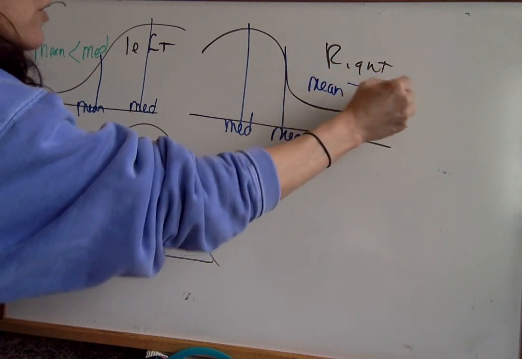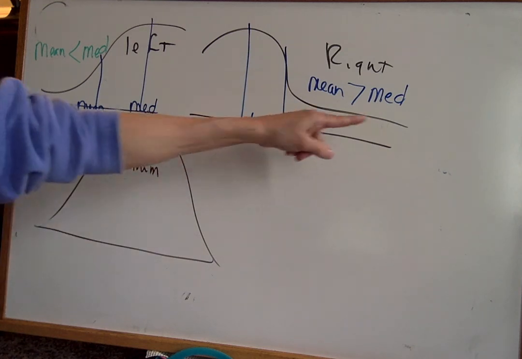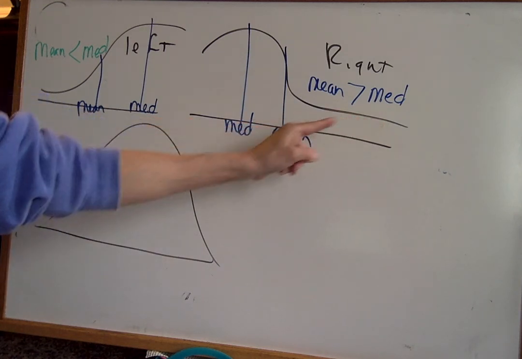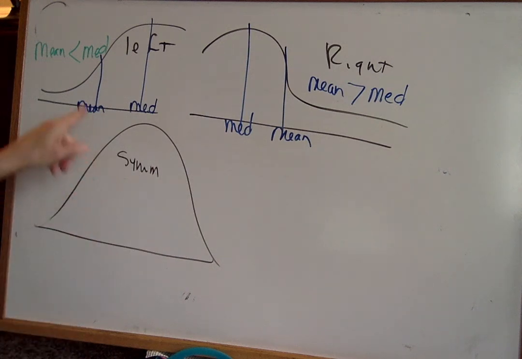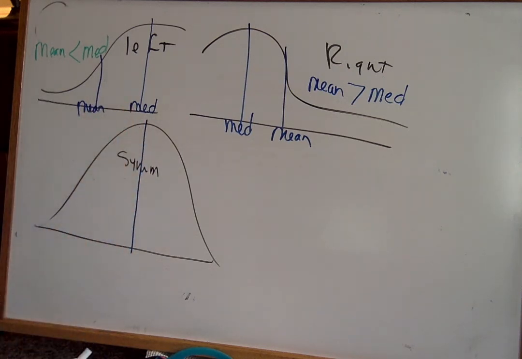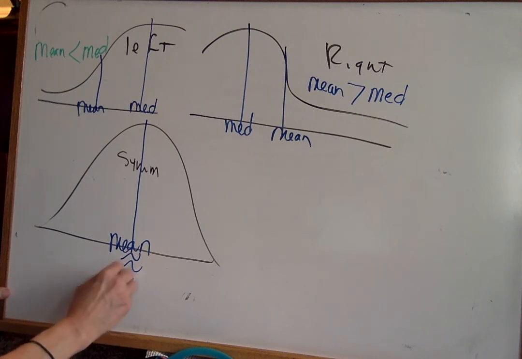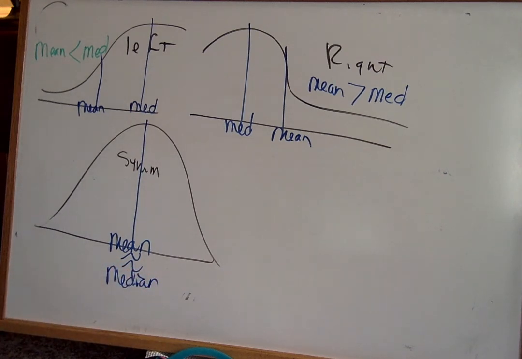If you want to know the easy way to remember this, the mean follows the tail. The tail's going to the right, the mean is getting bigger. Here, the tail's going to the left, the mean is getting smaller. That's the easiest way to remember it. On symmetrical, well, theoretically they'd be exactly equal. Real data is never perfect, so we're going to say the mean is approximately equal to the median.